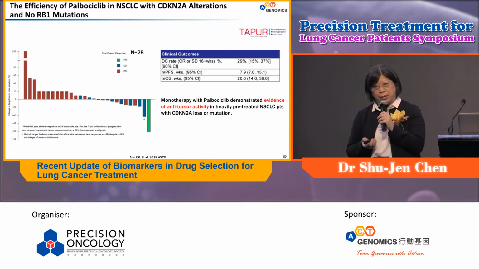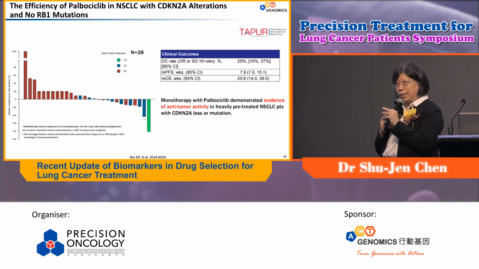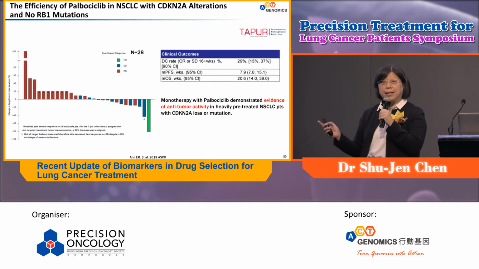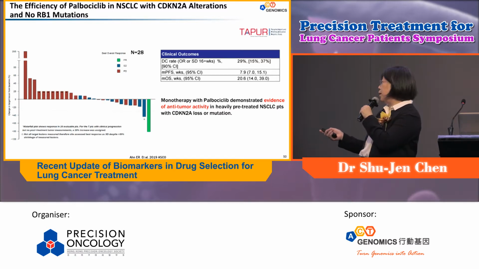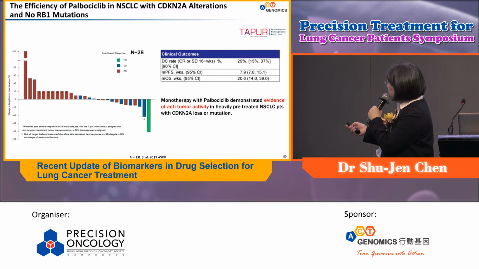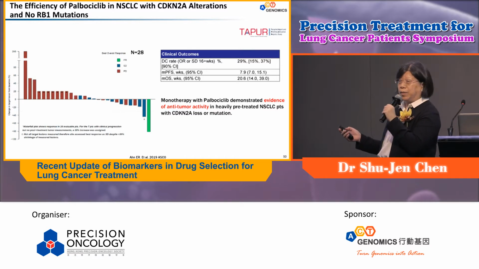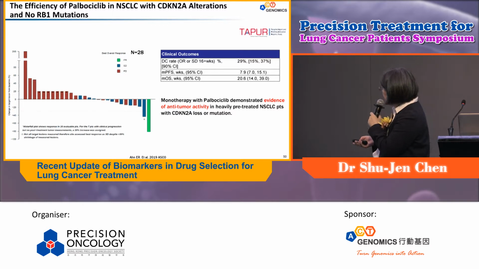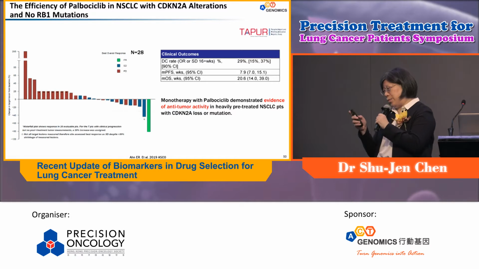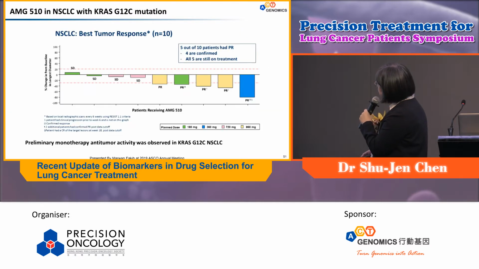So for this particular biomarker, we need to look at not just CDKN2A. We also need to look at whether this particular patient has any mutation in RB1. If the patient also lost RB1, or if the patient has an RB1 alteration co-occurring with CDKN2A, then this patient will not respond to CDK4/6 inhibitor. So here, it's not just one biomarker. We need to look at the status of two biomarkers at the same time.